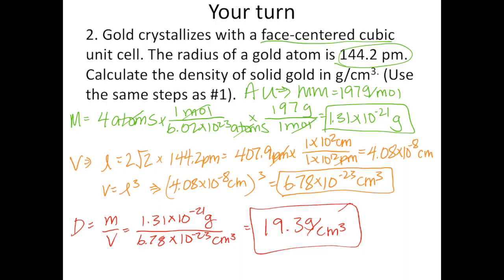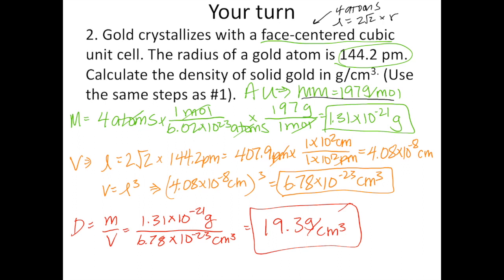All right, you guys, here it is. Here's the answer. So I looked up the molar mass of gold is 197 grams per mole. So you start with the 4 atoms. I got 4 atoms because a face-centered cubic unit cell has 4 atoms per unit cell, and its length equation is 2 root 2 times r. So I start with my 4 atoms. I divide by Avogadro's number, multiply by my molar mass, and I get in green my 1.31 times 10 to the minus 21 grams. There's my mass.